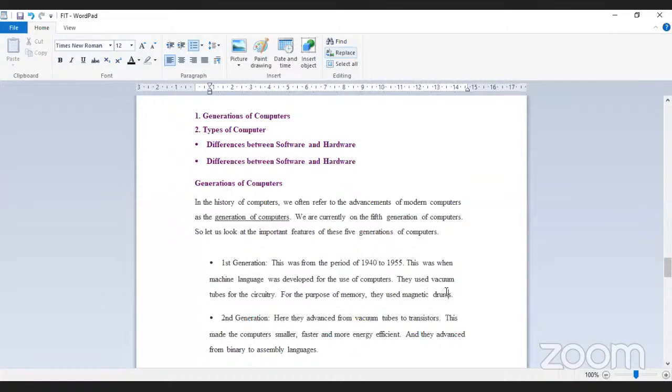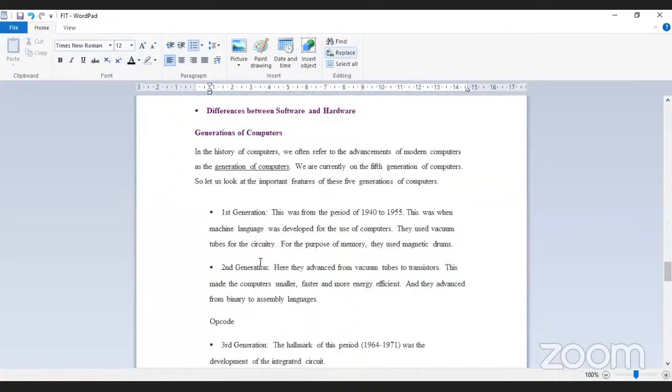Magnetic drums. They used magnetic drums for memory devices. And for circuitry, what did they use? Vacuum tubes. And one more thing, which language did they use? Machine language. So these are the major things in the first generation. Next, the second generation of computers.